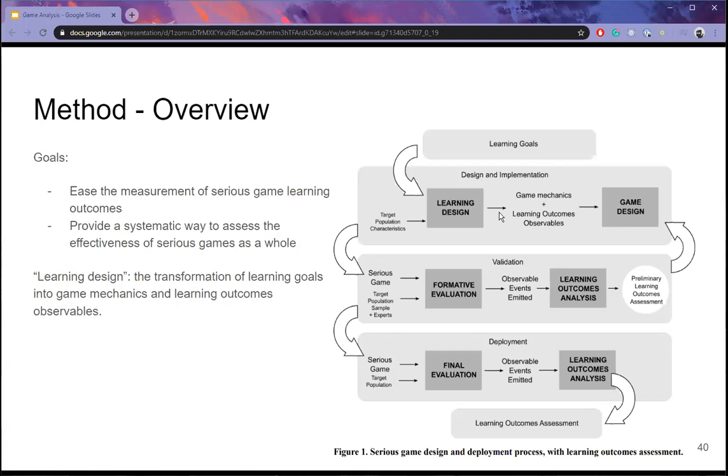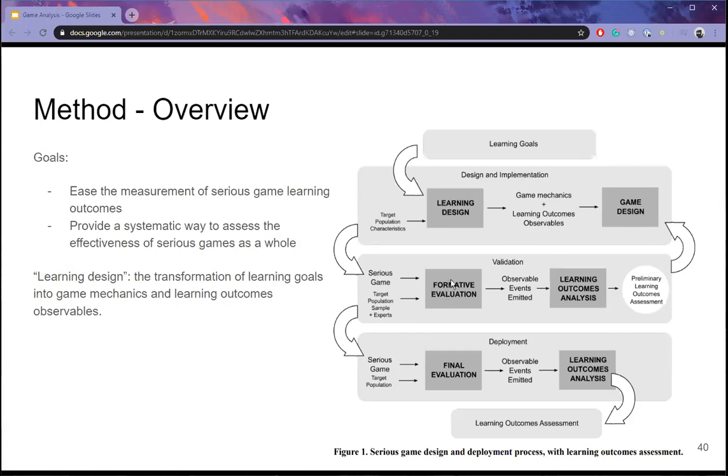So if you can see from this image, they inject the learning goal into the learning design phase, which means they transform the learning goals into game mechanics and learning outcome observables. First, this is the design implementation part. They have target population characteristics, and also inject them into the learning design. By translating all of those into game mechanics and learning outcome observables, they then have the game design. They use this game design to design a serious game, and then they use this serious game on a target population sample and experts of that field to get a formative evaluation.